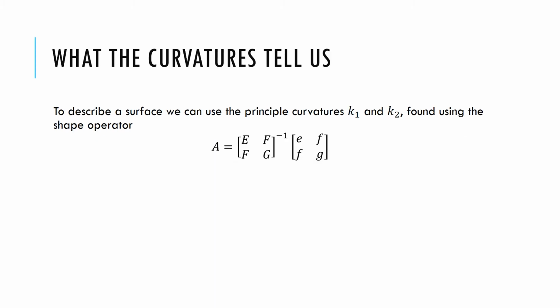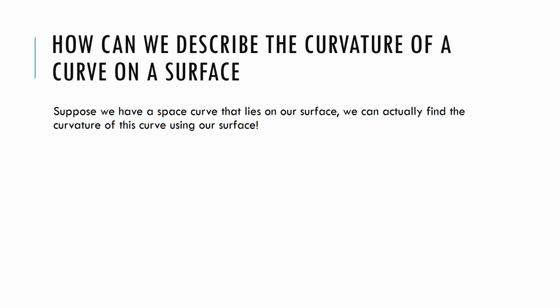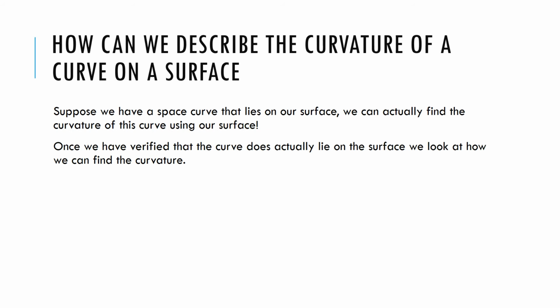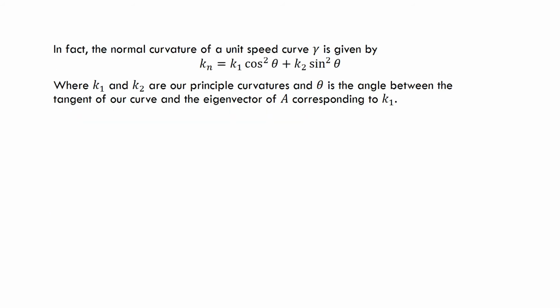A surface can be described using the principal curvatures, which are found using the shape operator A. The principal curvatures tell us how much a surface bends by giving us the maximum and minimum points. We can find the curvature of a space curve using our surface if a space curve lies on the surface. To do this, we can use the normal and geodesic curvature. The normal curvature is given by the principal curvatures, and theta is the angle between the tangent of the curve and the eigenvector of the shape operator corresponding to the principal curvature K1.